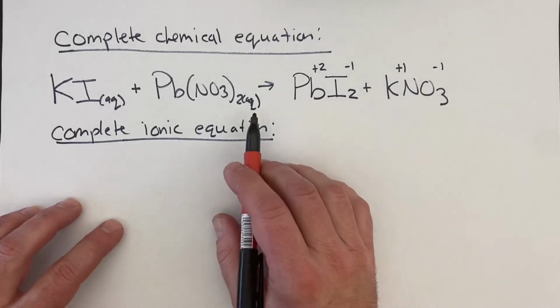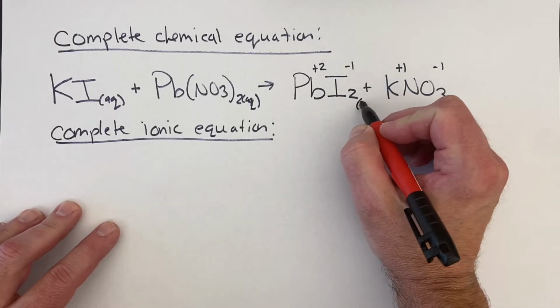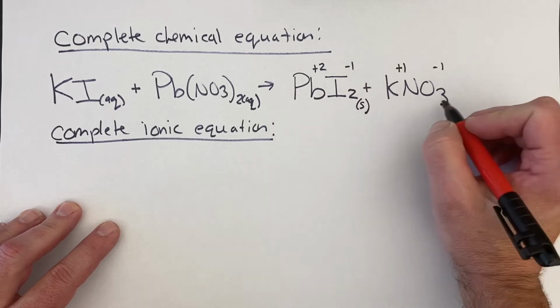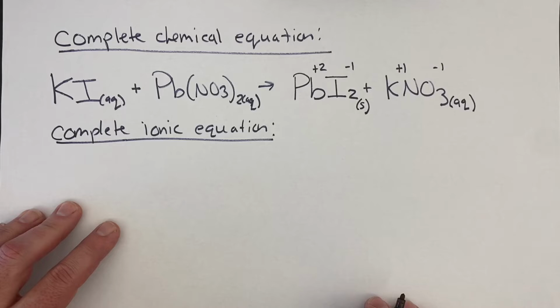Iodides are generally soluble as well, however there are a few exceptions to that rule. Like potassium iodide is soluble, but iodide with lead, silver, and mercury is not soluble, and that means our lead iodide is the insoluble precipitate. So once we've determined that the lead iodide is the insoluble precipitate, I'm going to put a little S there for solid, and potassium nitrate, which is still soluble, will get the aqueous again.